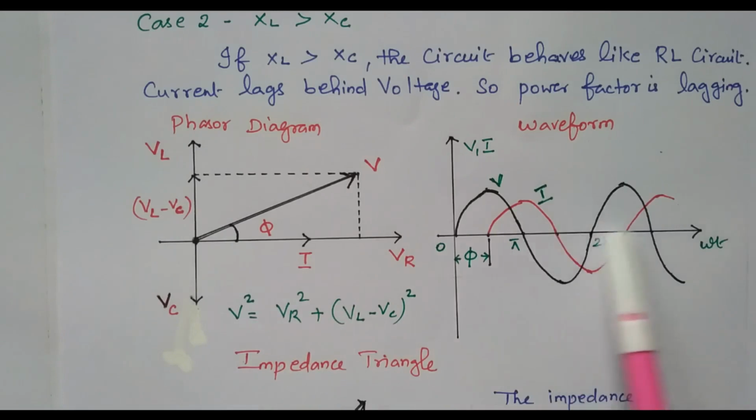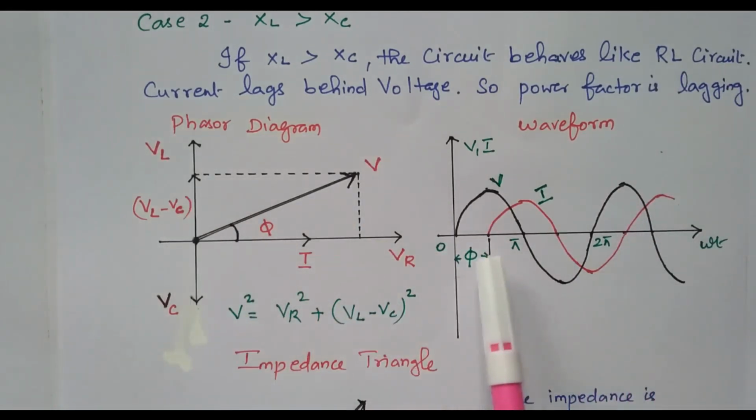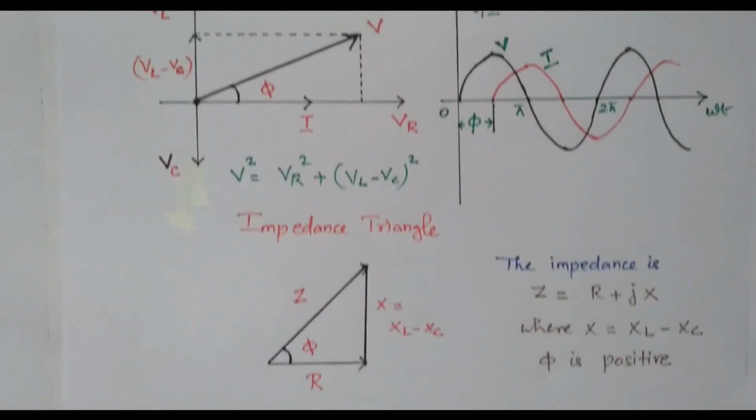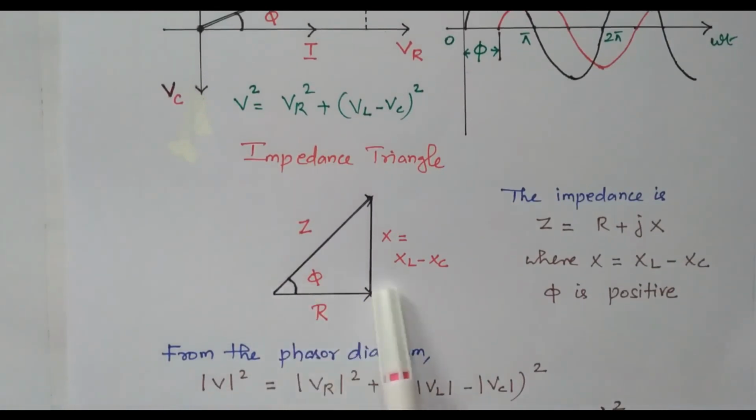Based on that, the waveform is available. This is the voltage, which starts at 0 degrees. Here it is an RL circuit, so the current is lagging. The current starts after some time, that is, after the angle phi. So the current lags the applied voltage by the angle phi. That is, the current is lagging by an angle of phi. This is the current waveform and this is the voltage waveform. Based on that, we have the impedance diagram. This is the resistance, in phase.